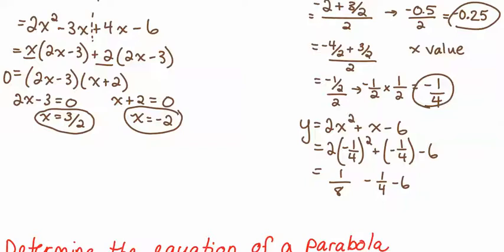And then I just want to make my denominators the same. So I'll do 1 over 8 minus 2 over 8 minus 48 over 8.